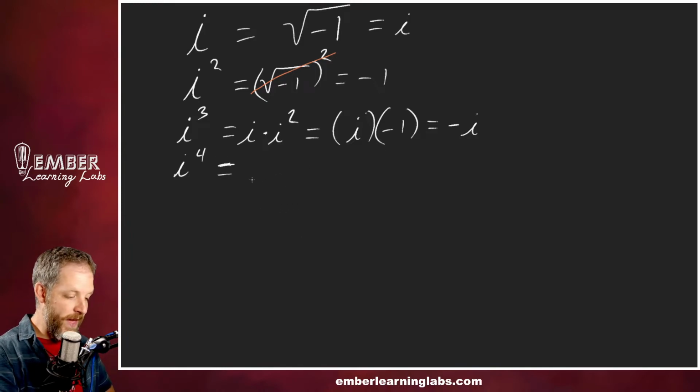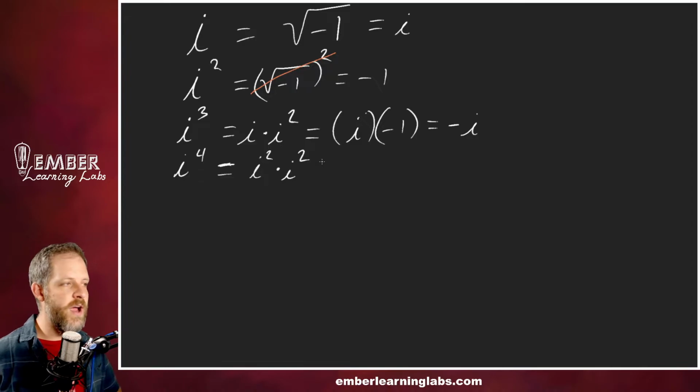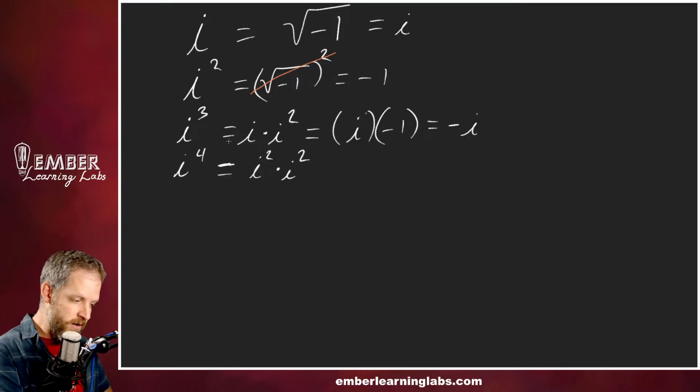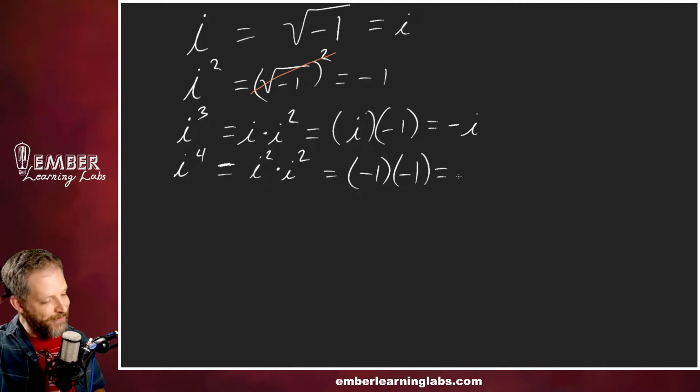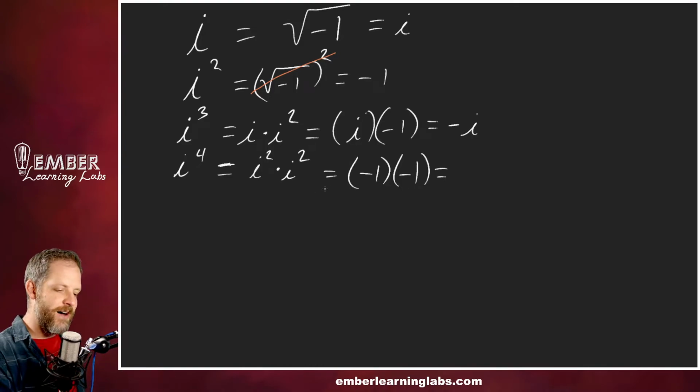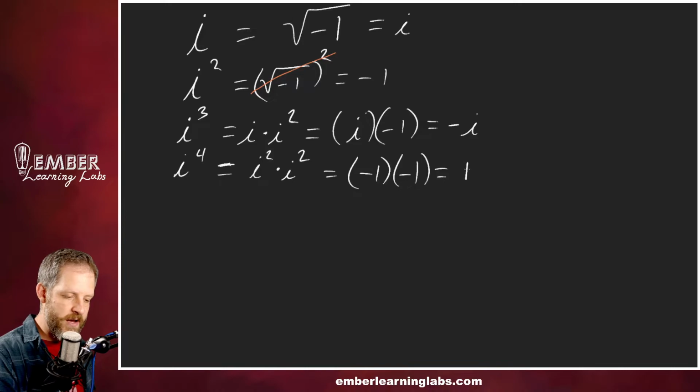i to the fourth. So that would be, using operations with exponents, i squared times i squared. Well, we know i squared, going back up here, equals -1. So this would equal -1 times -1. And hopefully that's easy math for you at this point. If you're in pre-cal, -1 times -1 is +1.